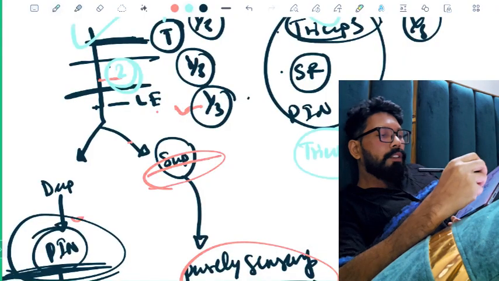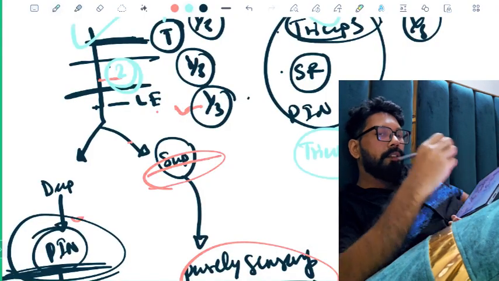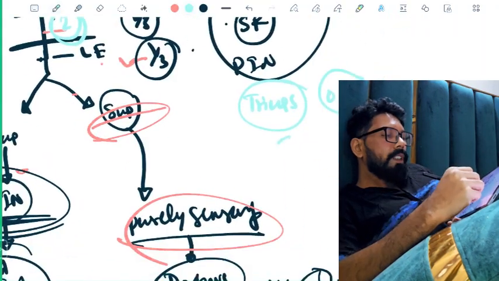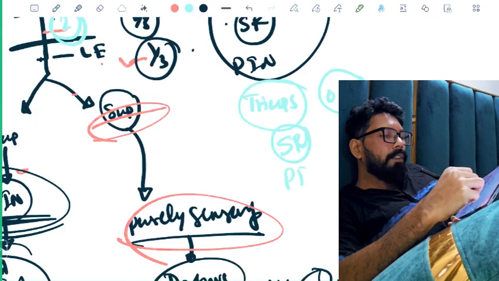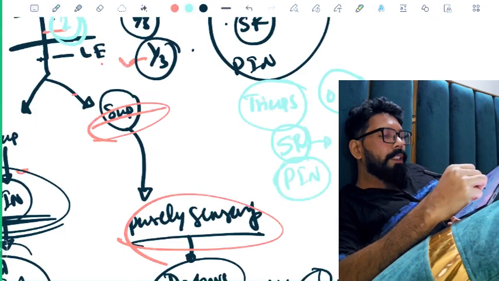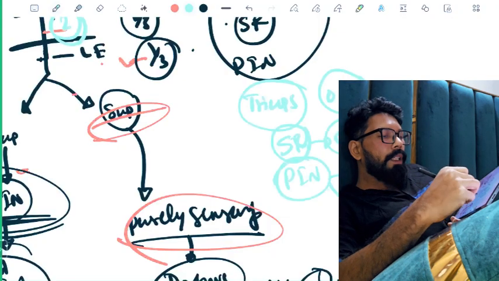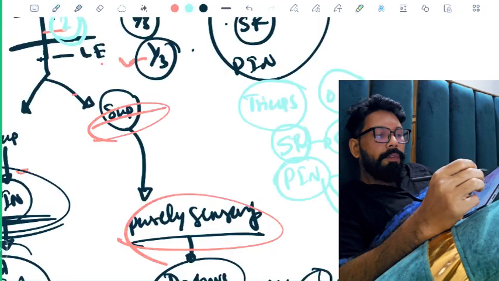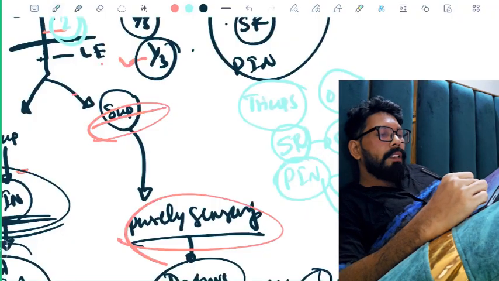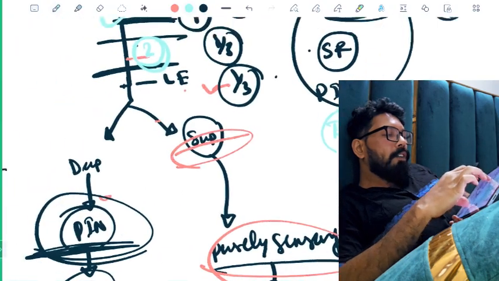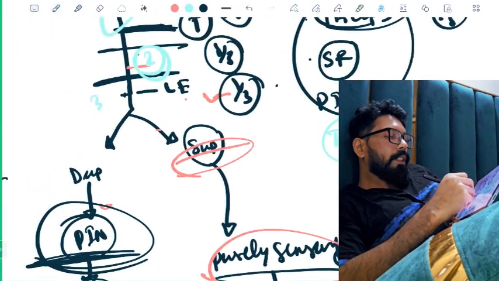Triceps is already supplied, so triceps will be okay. The person will be able to extend the elbow joint, but the superficial radial nerve and PIN will be gone. So we will have sensory loss, wrist drop, and finger drop. And of course, if we have wrist drop and finger drop, we will lose grip strength. Very simple. Now let's say lower third injury.